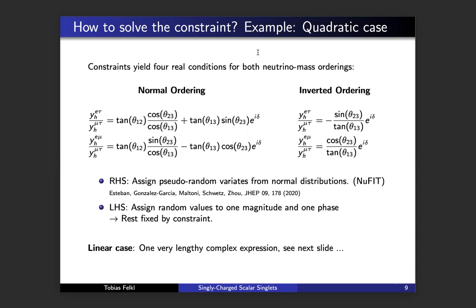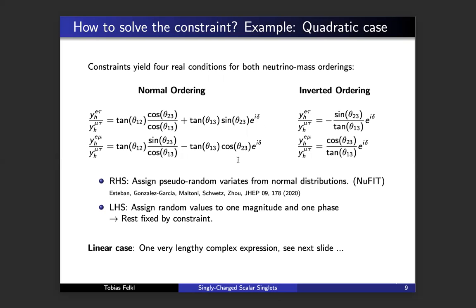So here one obtains 2 non-trivial complex conditions, or 4 real ones equivalently, for either neutrino mass ordering. And I explicitly stated these conditions here on the slide. They have in fact been discussed in the literature already in the context of the Zee-Babu model, but in fact they hold more generally.